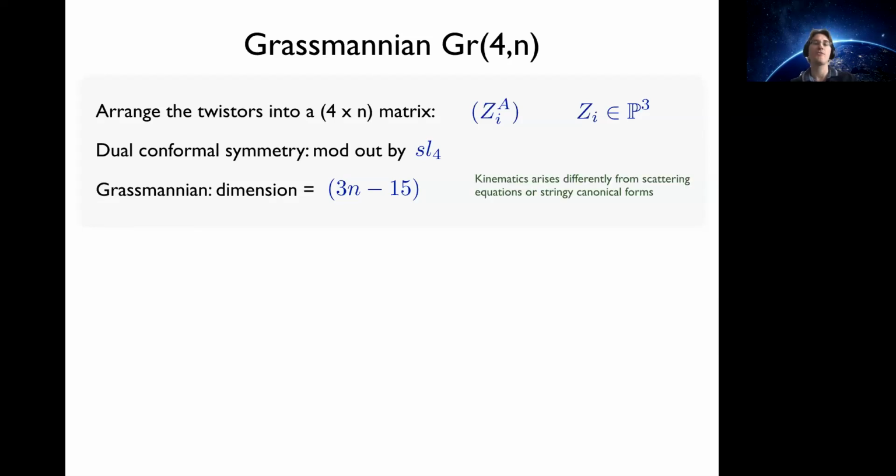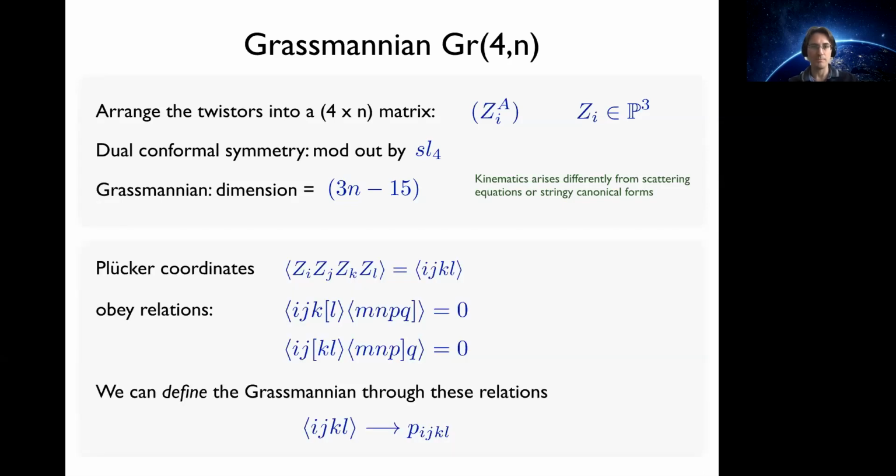And I've gone through this story because there are other talks today in which Grassmannians and tropical Grassmannians will arise in the context of scattering amplitudes. And I just wanted to make a distinction in the way the kinematics arise here compared to the way they arise when we're talking about generalized scattering equations or these stringy canonical forms and so on. Okay, so here the Grassmannian is directly the kinematic space.